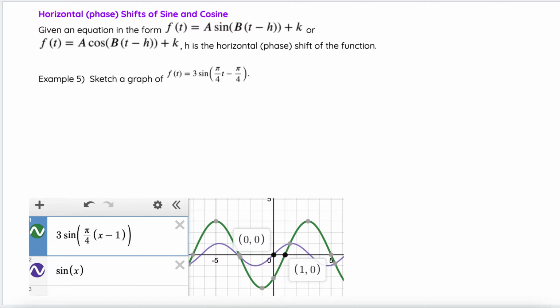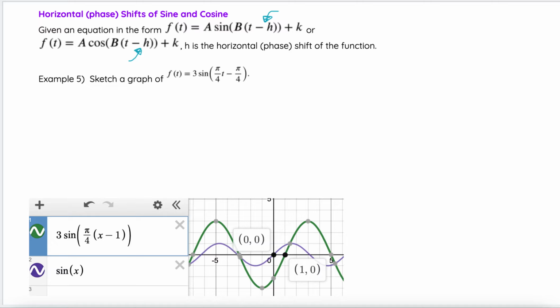So I'm looking at this first example, and when we're shifting left or right is when we're going to add or subtract inside the parentheses, whereas that k value shifts us outside, so up and down. Just like other functions that we've talked about in college algebra, shifting left or right comes from inside the function. So sketch a graph of 3 sine of pi over 4 t minus pi over 4.